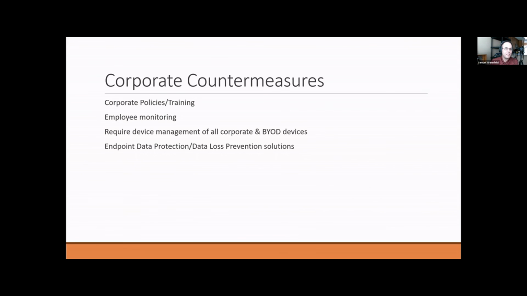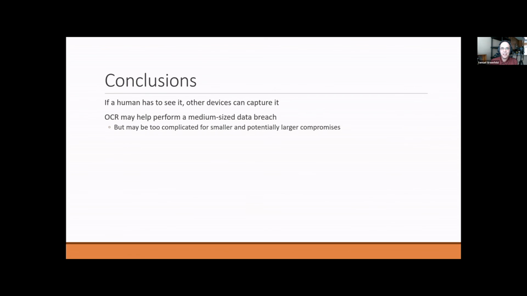And you could also look at endpoint data protection or data loss prevention solutions to try and detect what happened after the fact. But if a human has to see it, other devices can capture it. Optical character recognition may help you perform a medium-sized data breach in my experience, but in my view, it may be too complicated for smaller and potentially larger compromises.